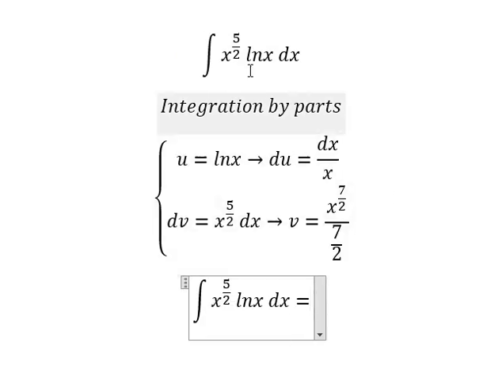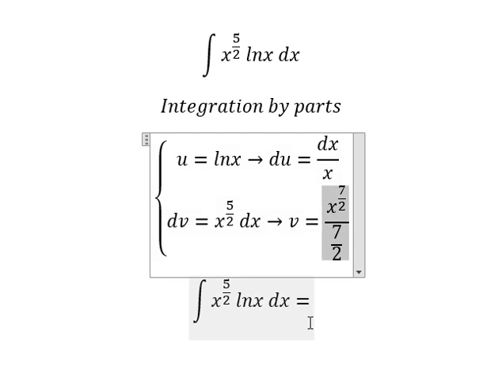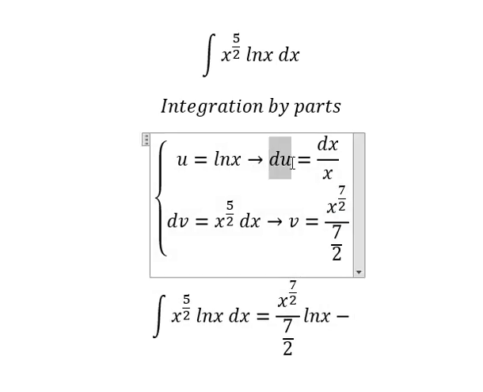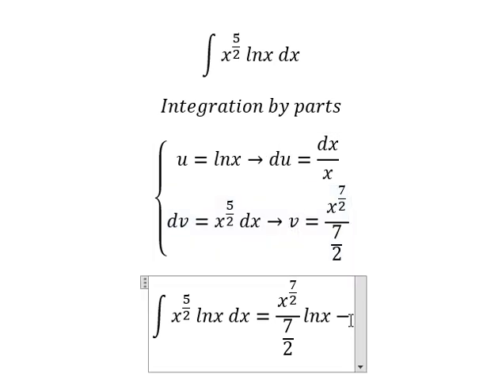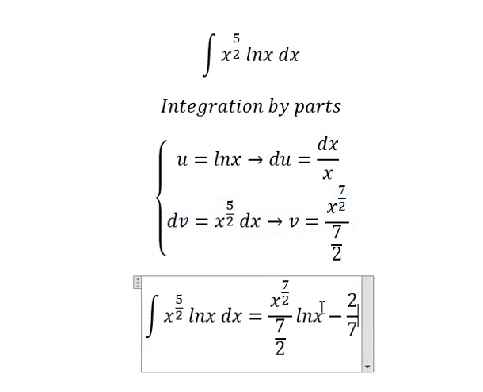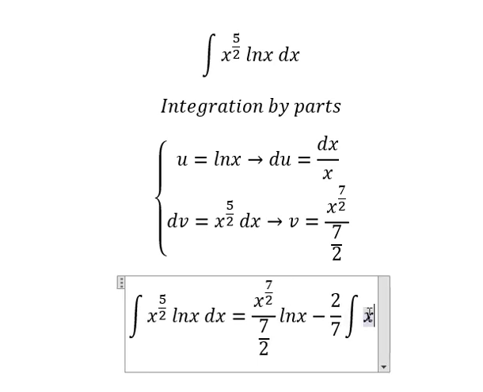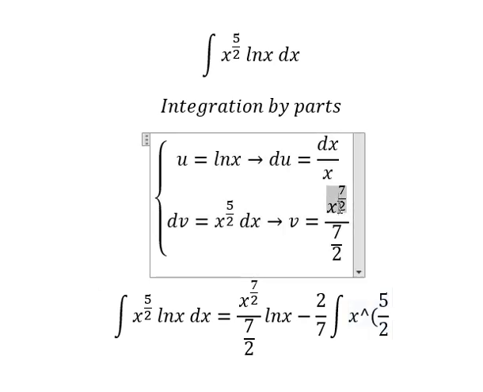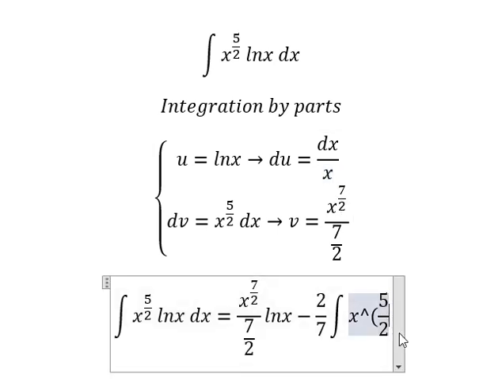So we have u multiplied by v, minus the integral of v du. So this one I can put into 2 over 7. And now we have the integration of x to the power of 5 over 2, because this one is divided by x. So x is to the power of negative 1. So 7 over 2 minus 1, we have 5 over 2.